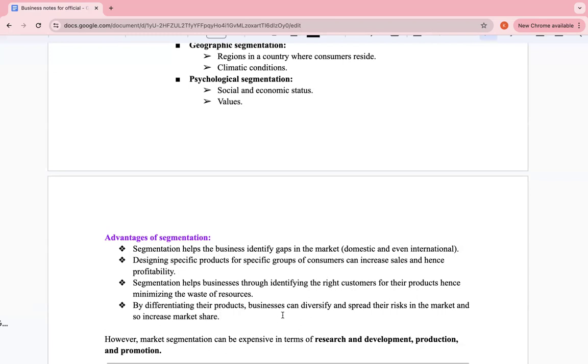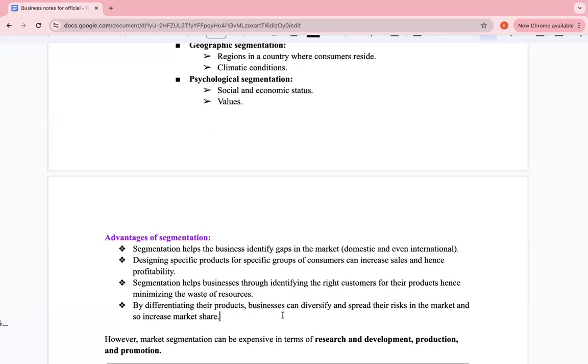So this is just hypothetical, but a business can actually help identify gaps in the market. Whether it's domestic or international, depending on the market, it's always based on the content and the context, not only the content. Designing specific products for specific groups of consumers can increase sales and hence profitability.